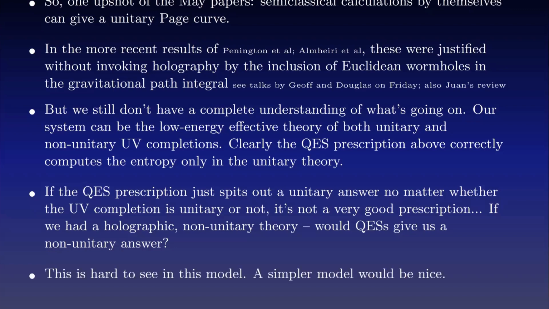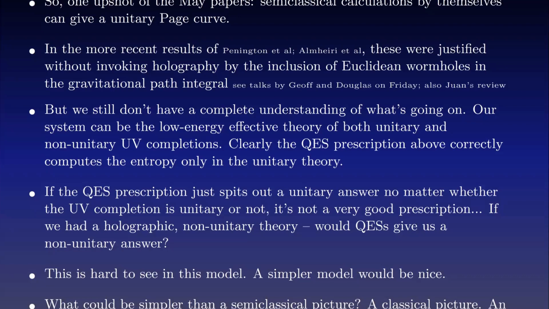It's actually very difficult to see in this semi-classical model. So a simpler model would be very nice. And what could be simpler than a semi-classical picture? A fully classical picture. So there's an example of a fully classical picture in this paper by Ahmed, Raghu, Huan, and Ying, which gave a 3D holographic interpretation of this calculation. We're going to look at a different model, which has very explicit quantum gravity dynamics that we can then look at. So that'll make it easier to test whether this quantum extremal surface prescription is actually giving us the correct interpretation, the correct answer for a given quantum theory of gravity.